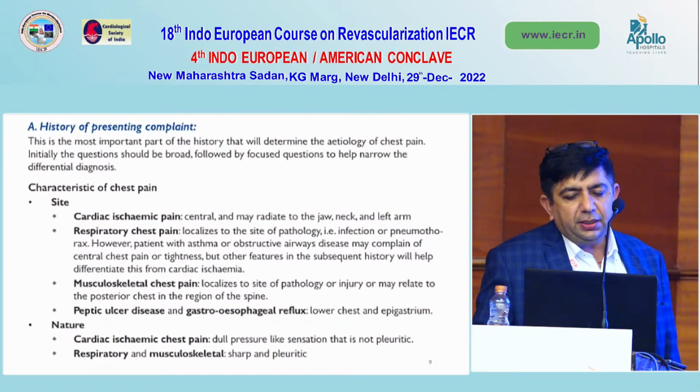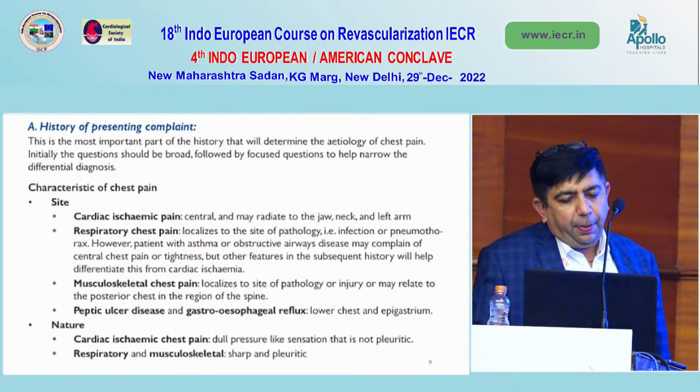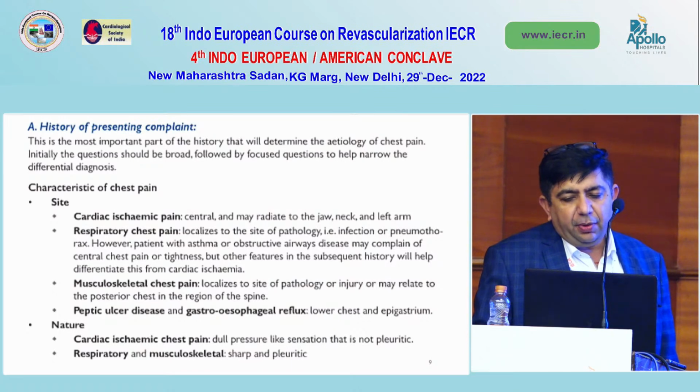Musculoskeletal chest pain localizes to the site of pathology or injury, and may relate to the posterior chest region of the spine. Peptic ulcer disease or gastroesophageal reflux disease pain is generally in the epigastrium or lower chest.